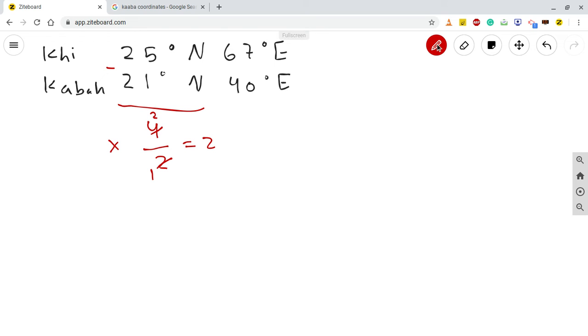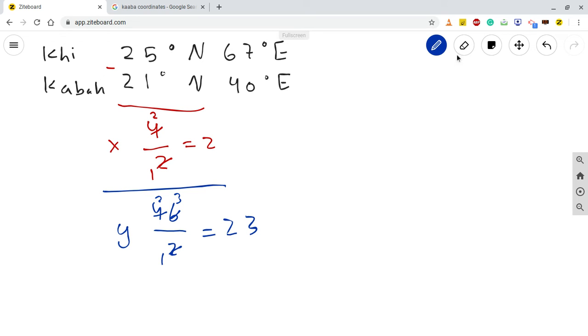Okay. The next step, we'll do it in blue, is you have to add 25 and 21. You have to add them. So 25 plus 21 is 46. And then we have to divide 46 by 2. So 2 ones are 2, 2 twos are 4, and 2 threes are 6. So it equals 23. Okay, and we'll call it y.